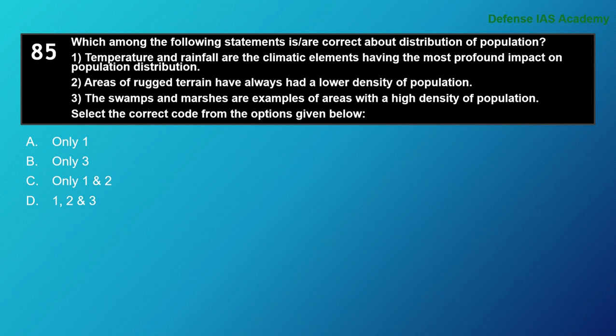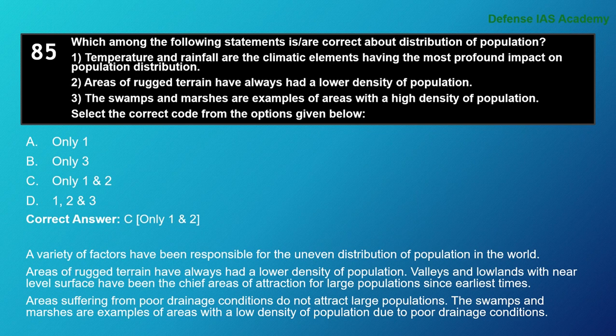Next question, which among the following statements is correct depending on the distribution of population? 1. Temperature and rainfall are the climatic elements having the most profound impact on population distribution. 2. Areas of rugged terrain have always had a lower density of population. 3. The swamps and marshes are examples of areas with a high density of population. Select the correct code from the options given below. Answer is option C, only 1 and 2.